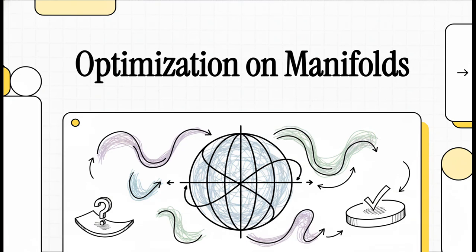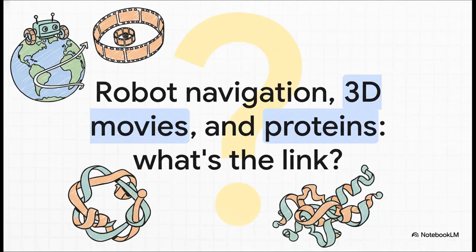Welcome to The Explainer. Today, we're going to dive into a pretty mind-bending mathematical idea that's quietly changing the game in everything from robotics to biology. It's a powerful approach that asks us to forget everything we think we know about flat, straightforward worlds and instead to embrace the curve.